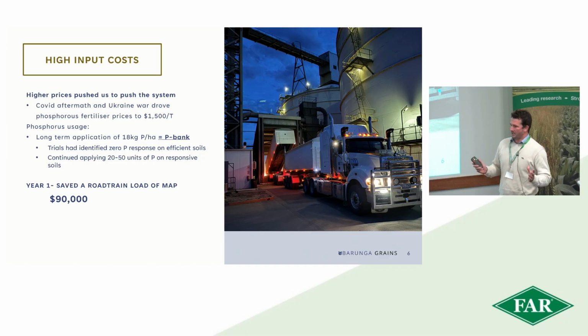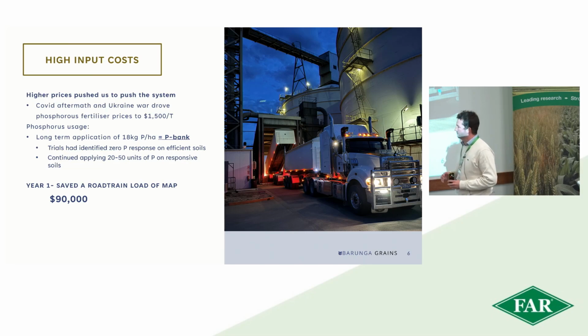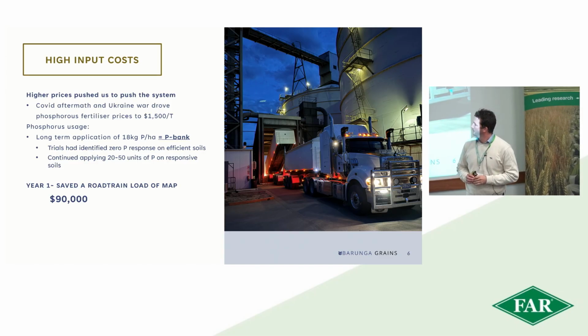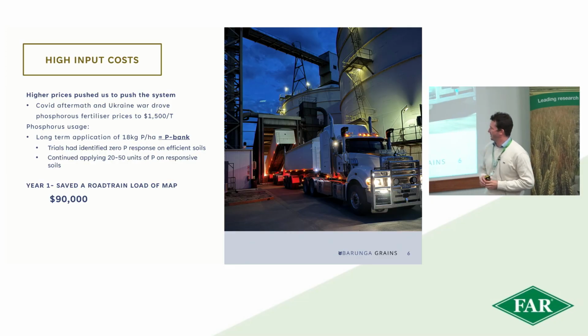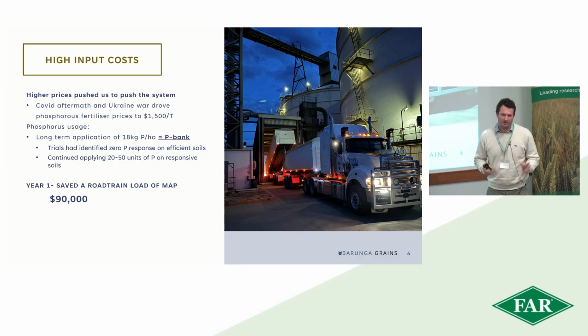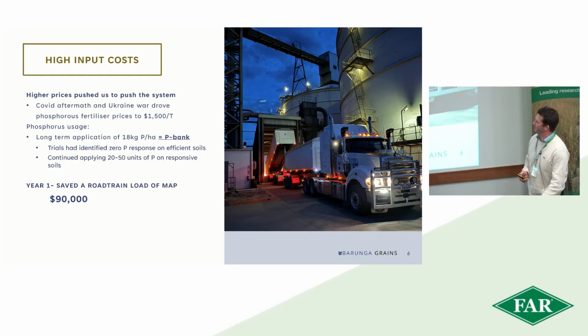The theory being my old man would have been applying 60 to 80 kilos of MAP at a blanket rate over the whole farm for the last 30 to 50 years. So on those soils where there's zero response, there must be a really high bank. So in the first year, we saved a road train load of MAP. That's 90 grand, which paid for any variable rate controller and any analysis. So that was a really good win.